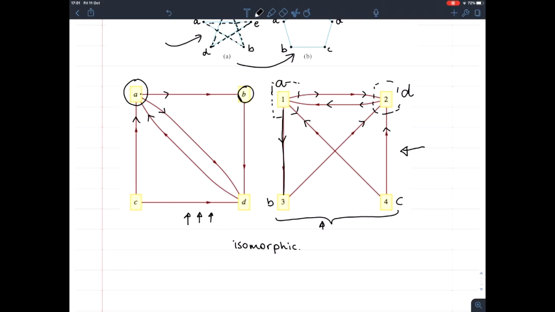It's worth knowing what this word means. So morphic refers to shape. And you know that iso refers to same. So the word isomorphic is meaning same shape, or can be morphed into the same shape.